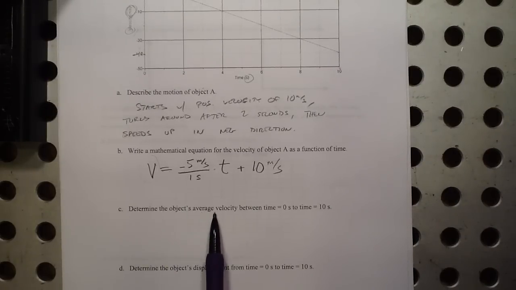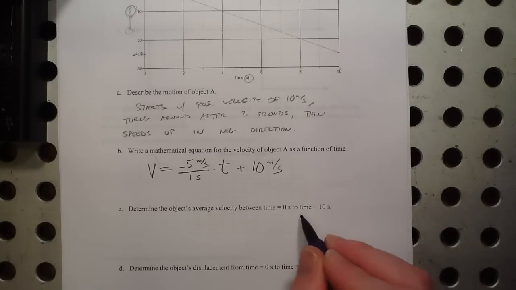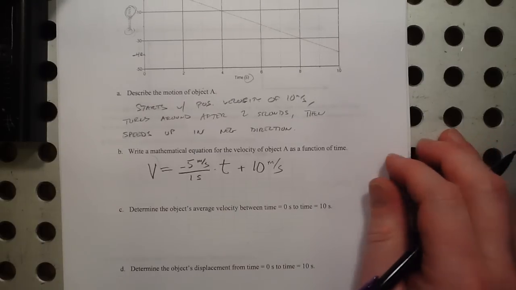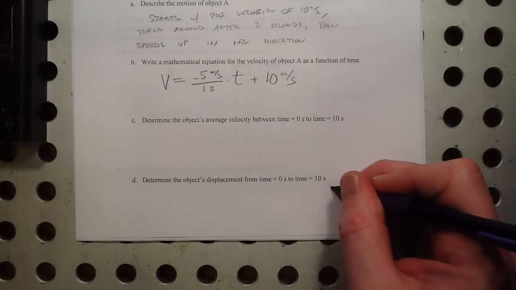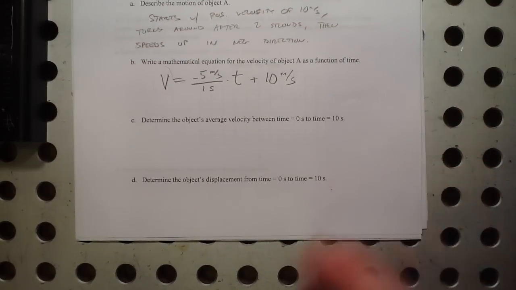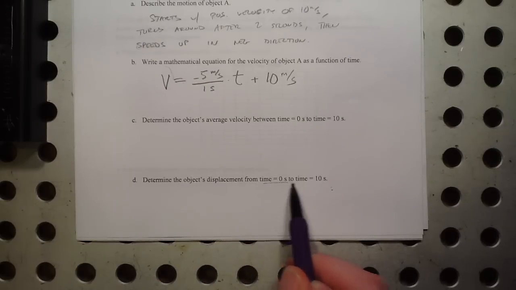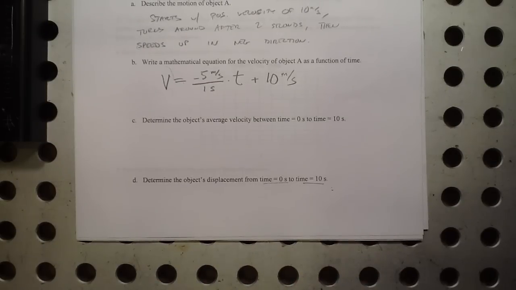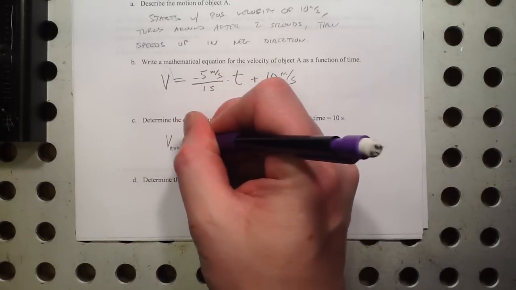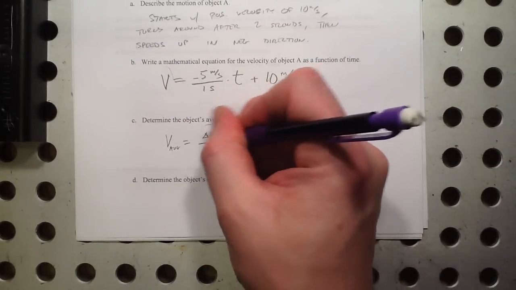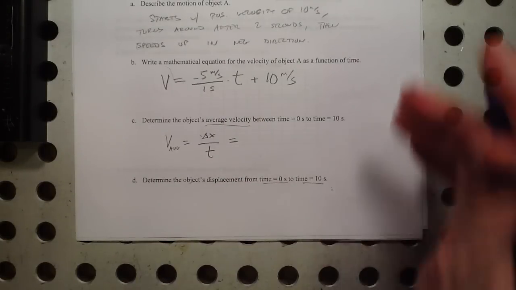Determine the object's average velocity between time 0 and time 10. I'm actually going to do this first. Determine the object's displacement from time 0 to time 10. I'm going to do that first because then I can do average velocity is equal to displacement divided by time. So if I have the displacement, then I can do that, right?